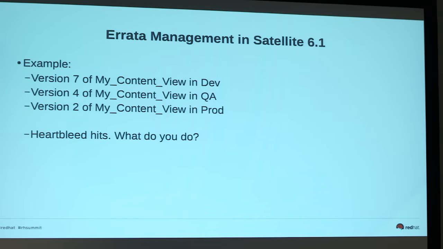So as an example, we have an example here for you Satellite 6 folks who understand what content views are. Effectively, a content view is a collection of repositories that you make available, that are versioned, to systems in your environment. So in this example, we have a content view called My Content View. Version 7 of it is available in development, version 4 is available in QA, and version 2 is available in production, right? And as the system administrator, you've done everything you're supposed to do.